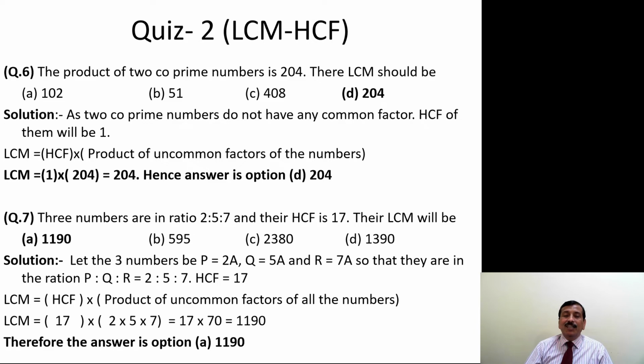Next, the three numbers are in ratio 2:5:7 and HCF is 17. Find LCM. So what we do, we consider the numbers to be P, Q, R, and we consider that P is 2A, Q is 5A, R is 7A. LCM will be HCF, the common factor among all of them, which is A, and the uncommon is 2, 5, 7. So 17 into 2 into 5 into 7, the answer is 1190.